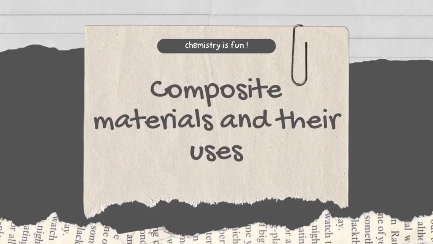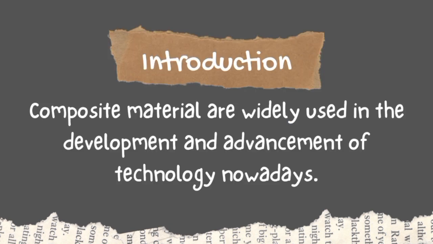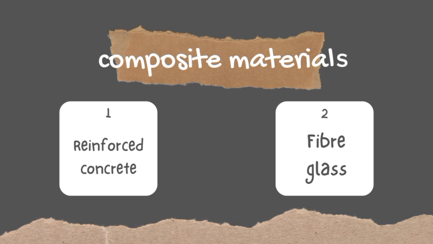So now, what are composite materials and their uses? For your information, composite materials are widely used in the development and advancement of technology nowadays. So now, I want to talk about these two composite materials, which are reinforced concrete and fiberglass.